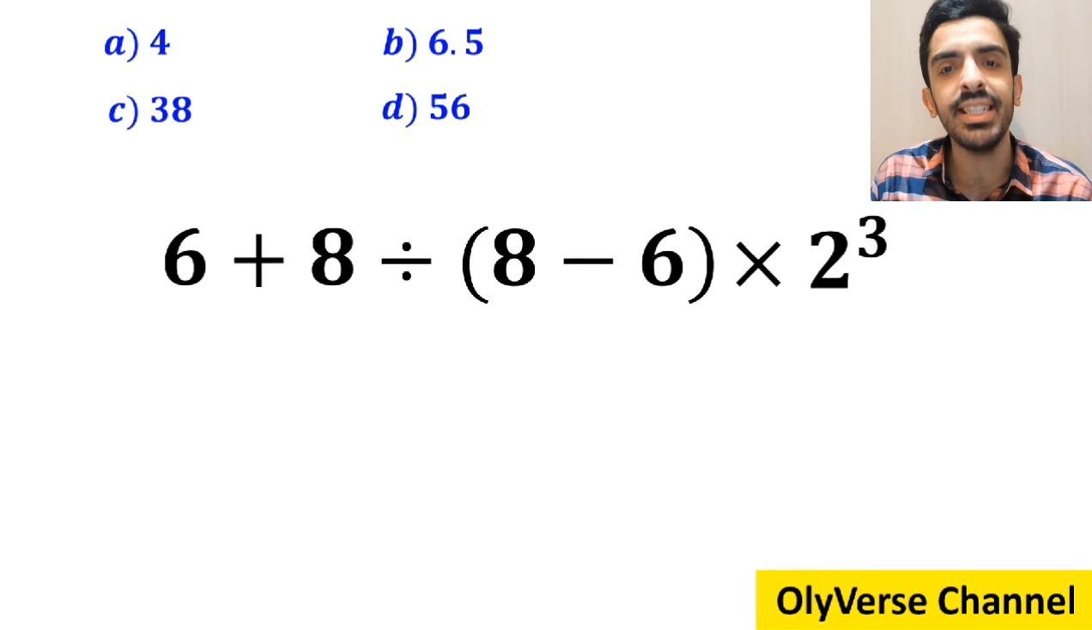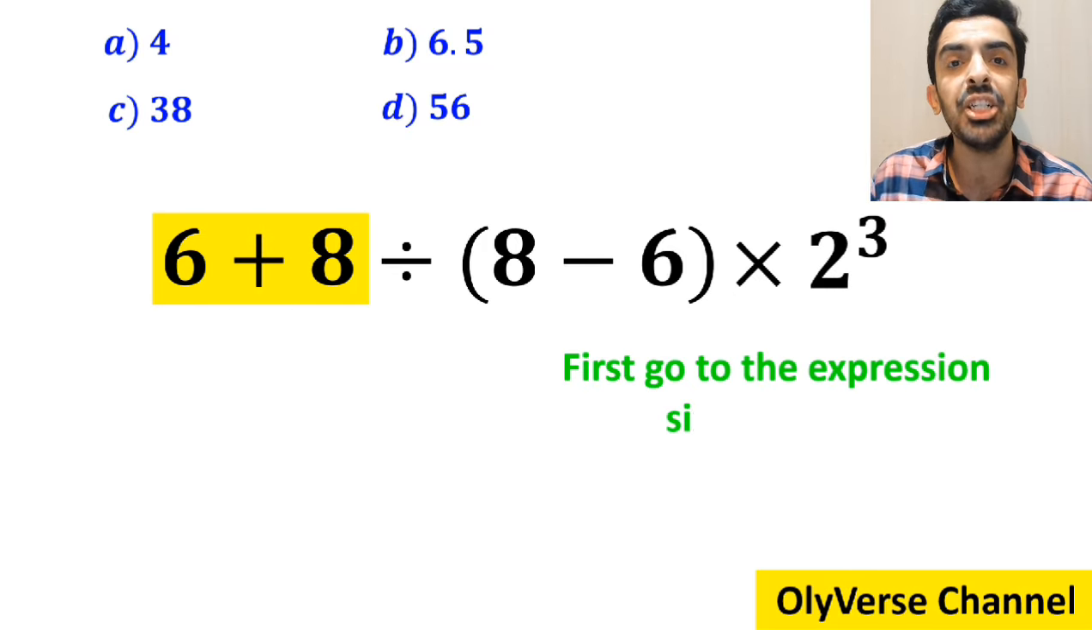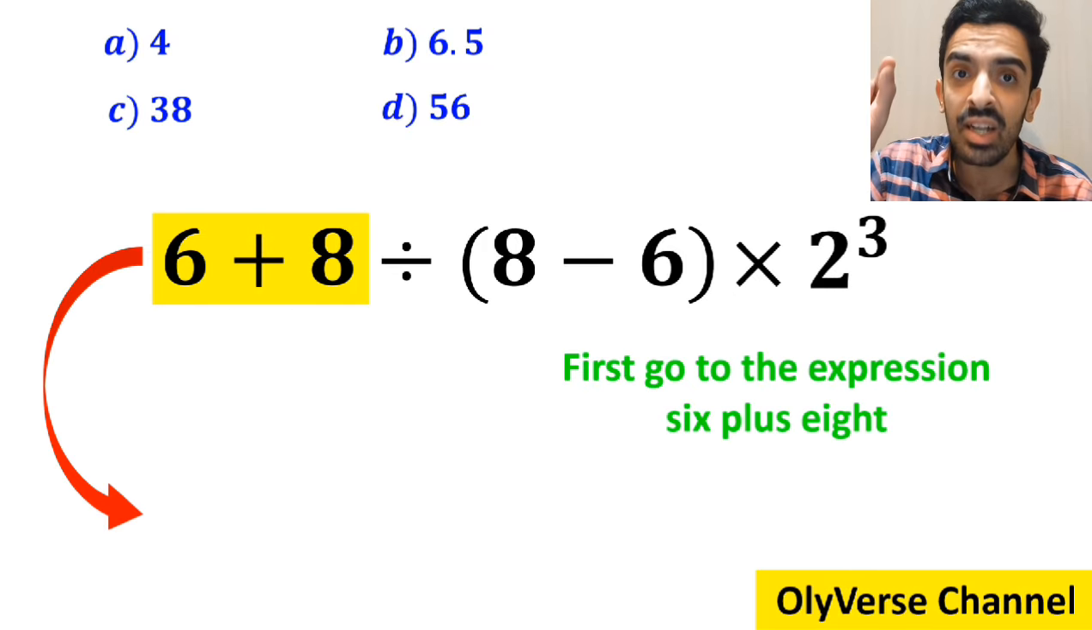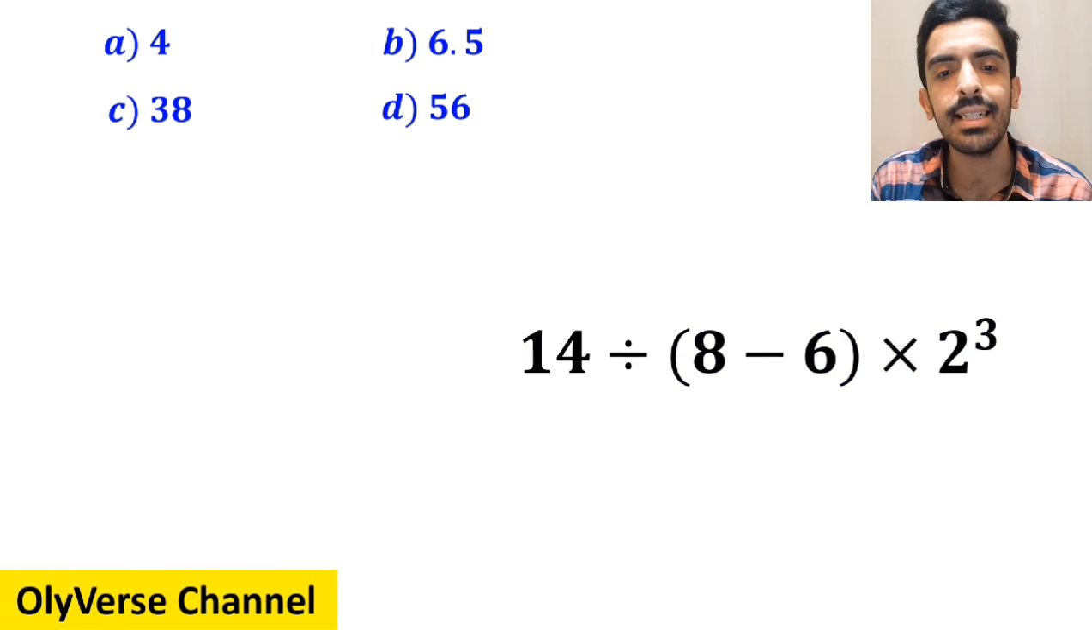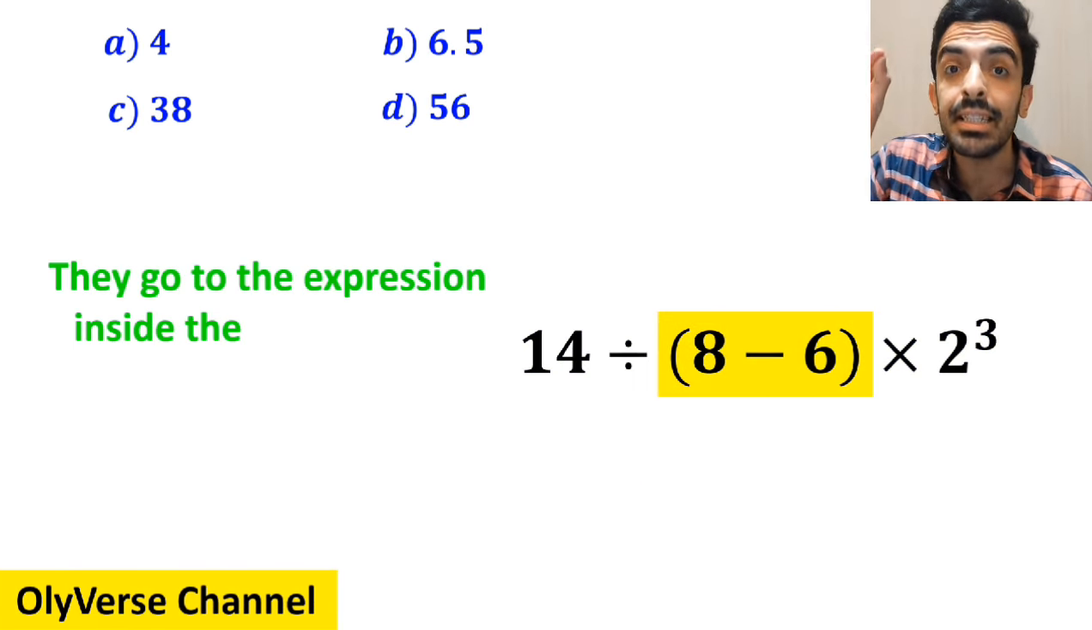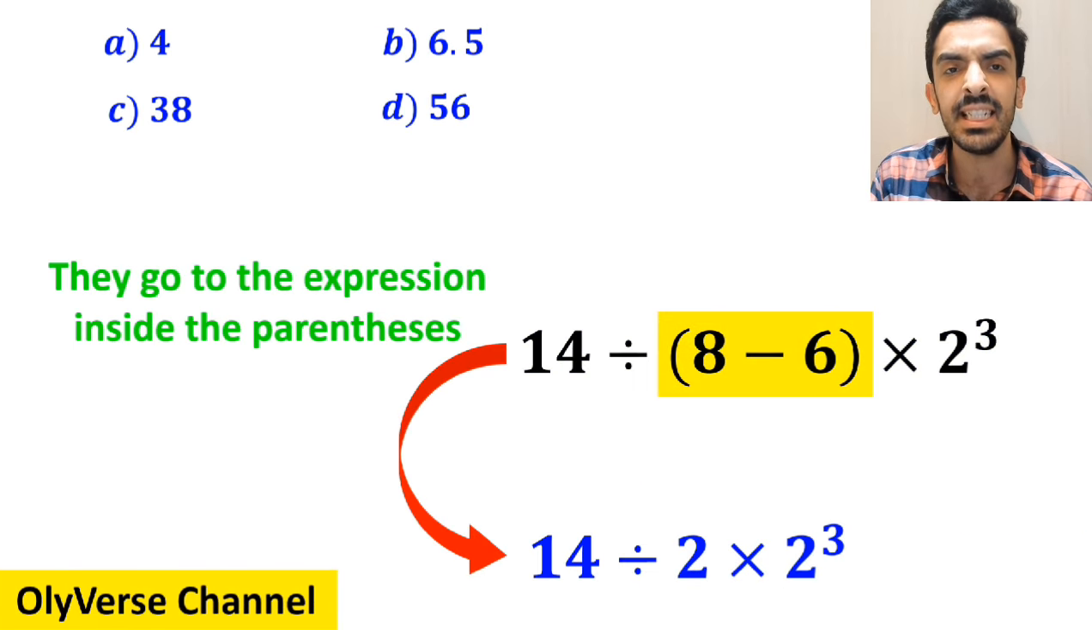Many people, to solve this question, first go to the expression 6 plus 8, and instead of this expression, they write 14 divided by (8 minus 6), then times 2 to the power of 3. And the next step, they go for the expression inside the parentheses, and simplify it to 14 divided by 2, then times 2 to the power of 3.